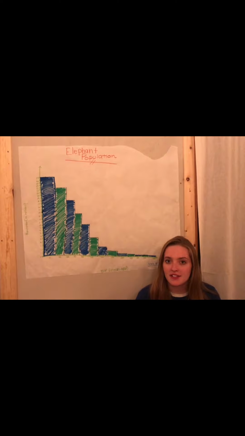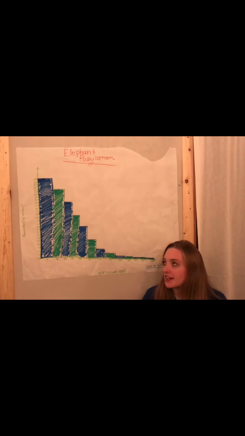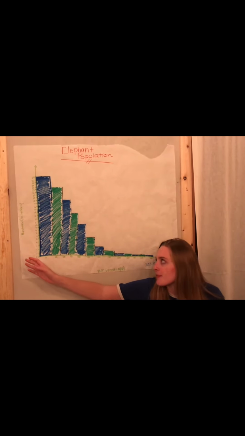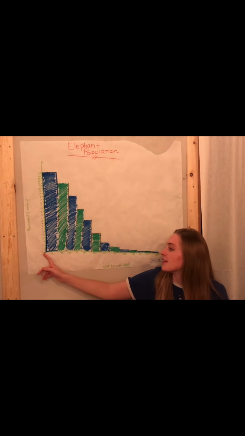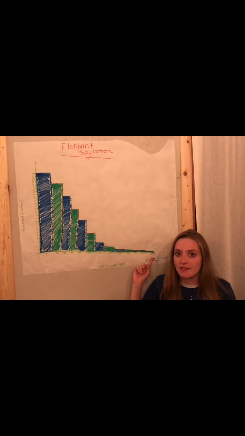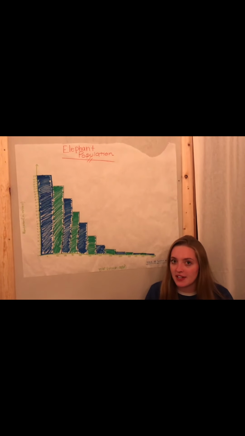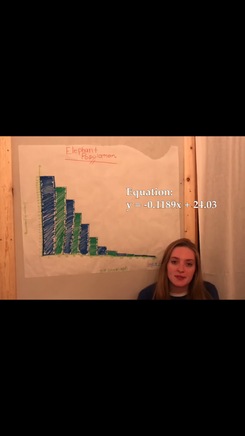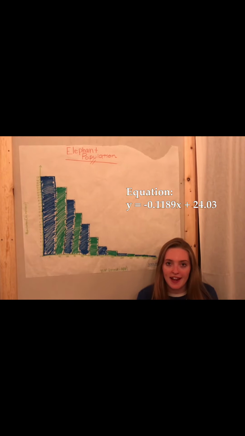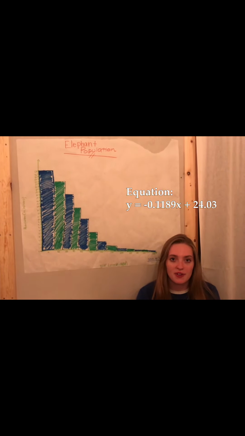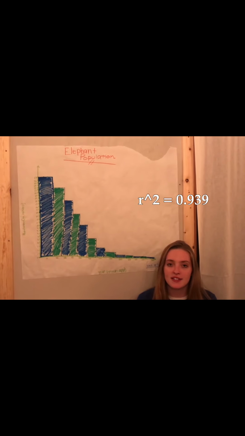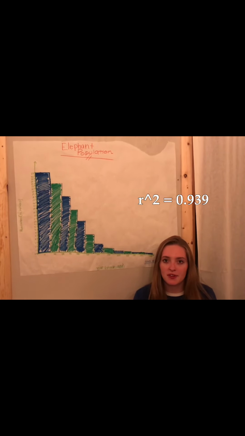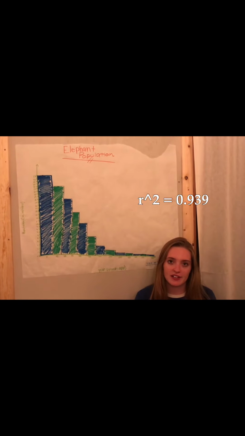Adding on to Carly's visual representation, here is a bar graph of the same information showing that we were at 27 million elephants in the year 1800, and now we are only at 400,000 elephants left in 2018. Our equation was y equals negative 0.1189x plus 24.03. And our r squared is 0.939, which is close to 1 considering our data.